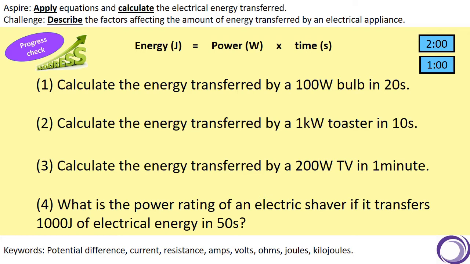Progress check then, using the equation that's at the top, so energy equals power times time. I'm going to give you a total of 3 minutes. Most of them are worth 2 or 3 marks. Just be careful with the units that you're putting in. Make sure that you're putting the correct units in, and then we'll mark them afterwards and see how you've got on.